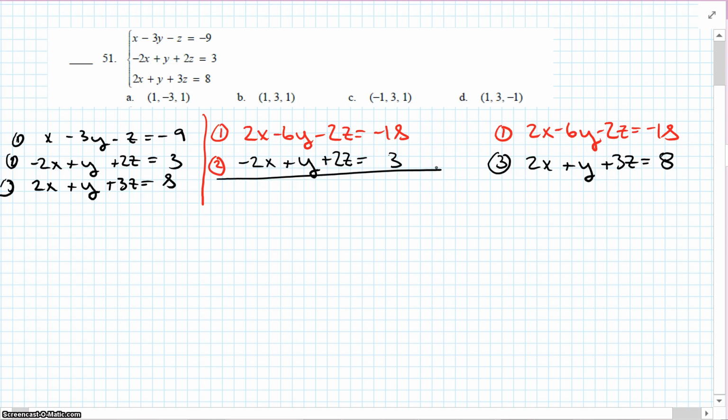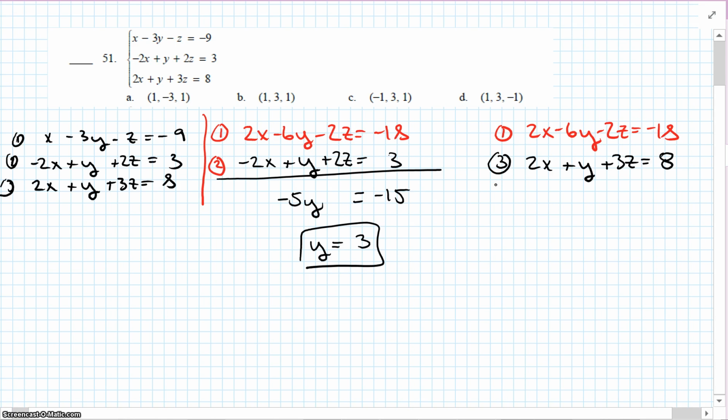So let's add equation 1 and 2. What do we get? The x's cancel. Negative 6y plus y is going to be negative 5y. Look at that, the z's cancel. 2 for 1 on this deal. Negative 18 plus 3 is negative 15. So we got y equals 3.